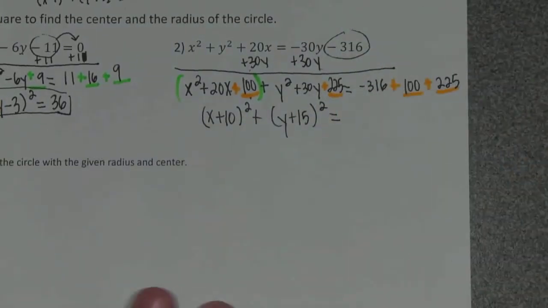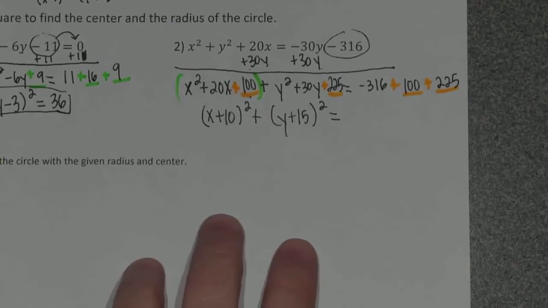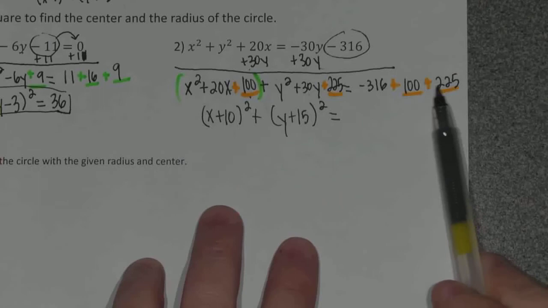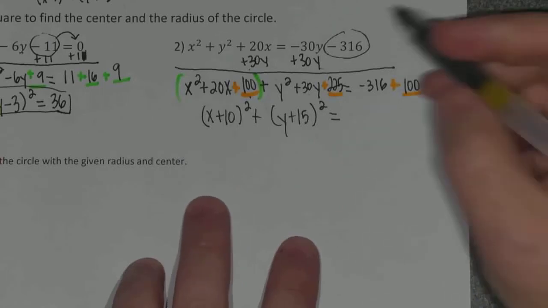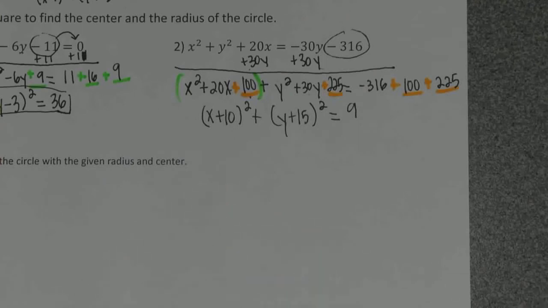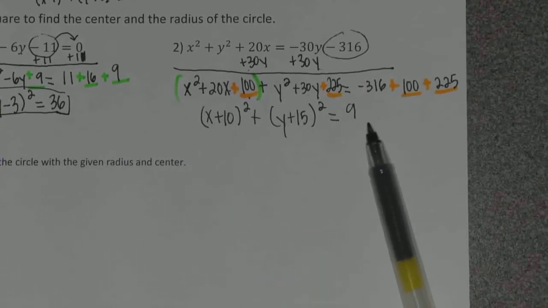Then add all those numbers together on the other side, and what do you get? I think it's 9. Did you guys get 9? Because this would be 325 minus 316, which would have to be 9. Okay? So again, that's called completing the square, and you two seem pretty good at it. Nice job.